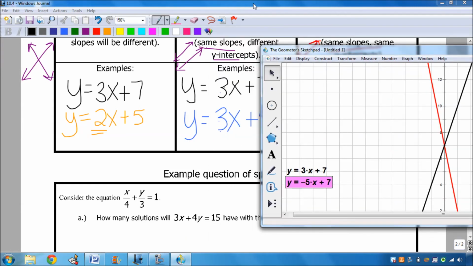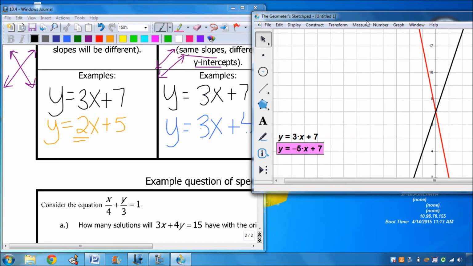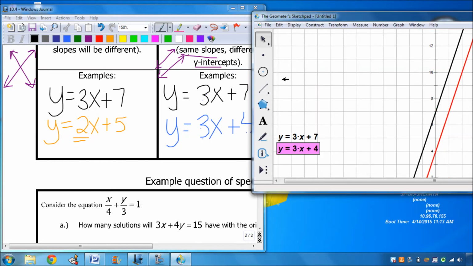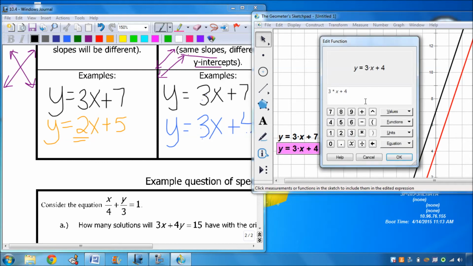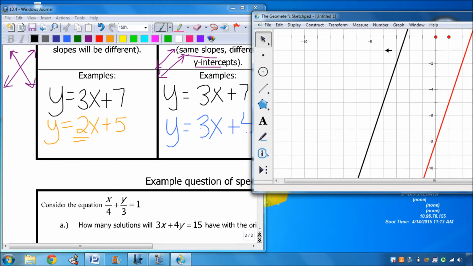Now, if they have the same slope but different y-intercepts, so for example, y equals 3x plus 4 and y equals 3x plus 7, let's go ahead and type that in. These will now be parallel. They won't intersect with each other, okay? And then another example, I'll do y equals 3x minus 8. Again, they're parallel. They'll never intersect with each other because they have the same slope but different starting points.